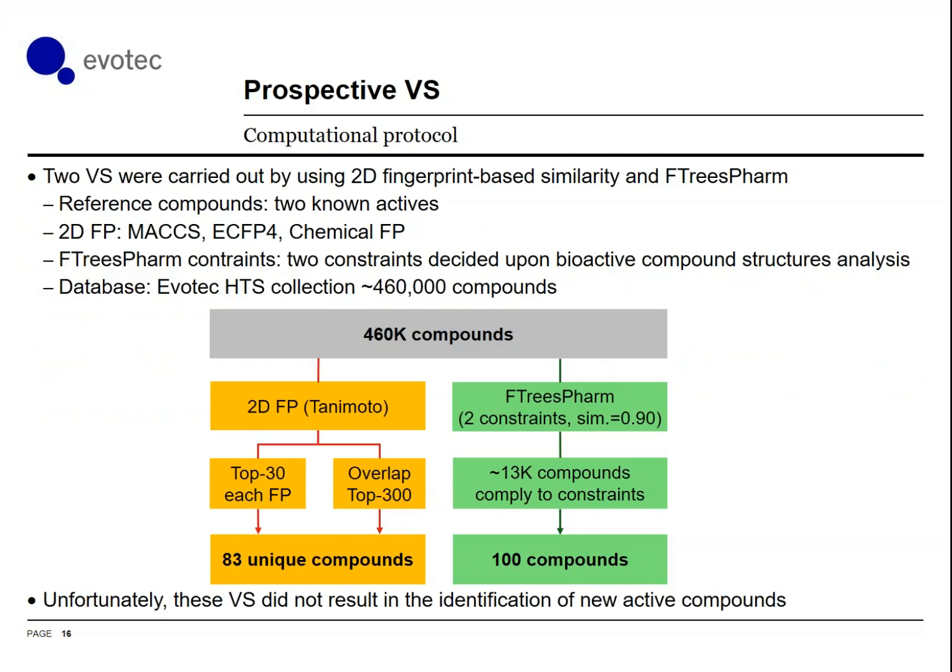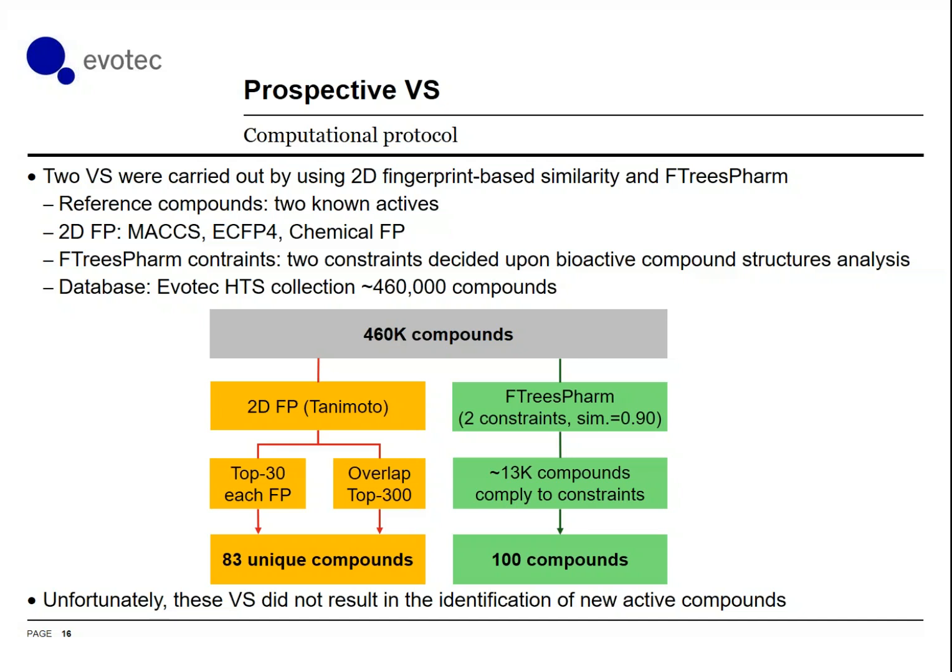And so this is the protocol that I have followed to run this virtual screening. I have basically run two virtual screenings in parallel. One by using 2D fingerprints and Tanimoto similarity. And the 2D fingerprints chosen for this virtual screening were, again, MACCS keys and ECFP4. And the third fingerprint was chemical fingerprints included in the Chemaxon suite. And then, of course, F3 similarity, in this case with the pharmacophoric constraints.